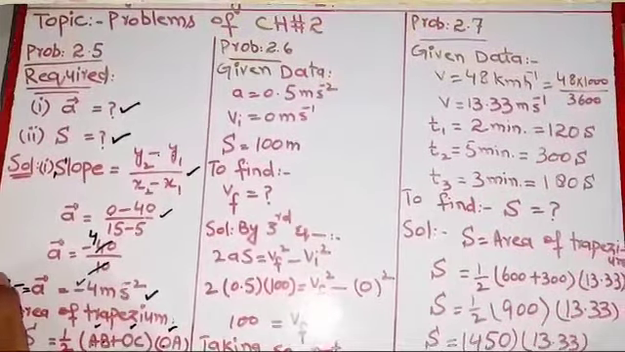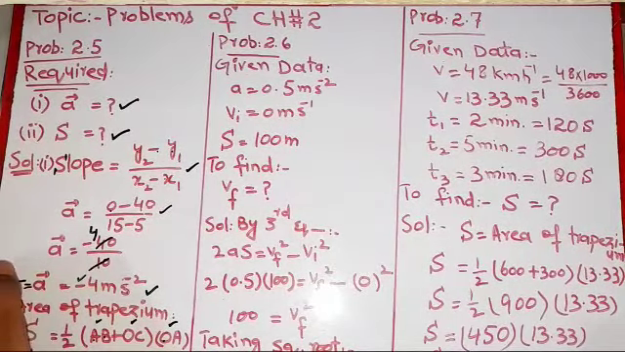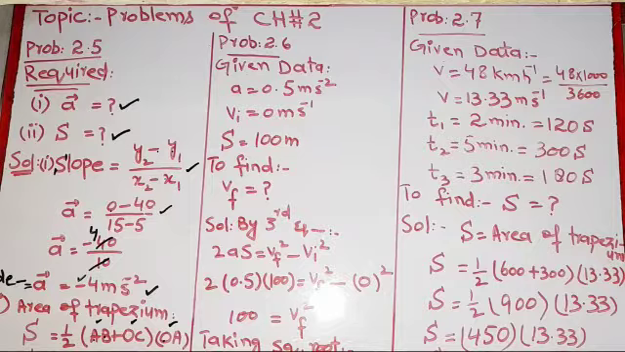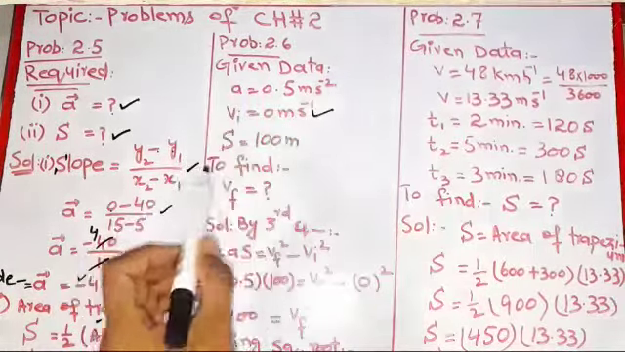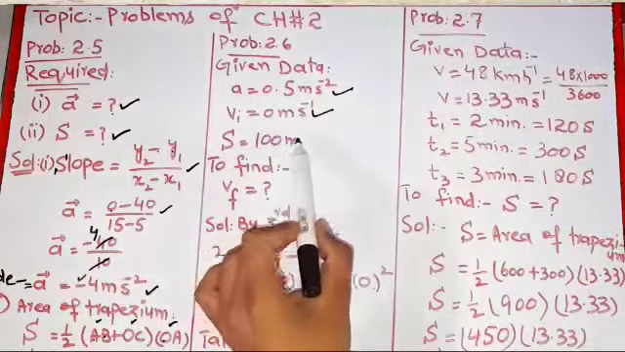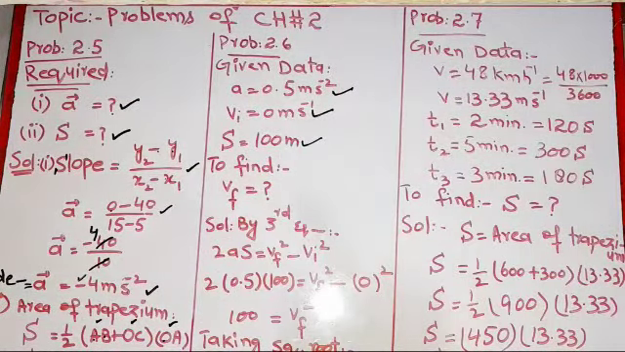Now move to numerical number 2.6. The statement of numerical number 2.6 is: a train starts from rest with an acceleration of 0.5 meter per second square. Find its speed in kilometer per hour when it has moved through 100 meters. As in the given statement the train moves from rest, the initial velocity of that object will be equal to 0. Acceleration is given as 0.5 meter per second square and the distance is 100 meters. We have to find the final velocity in kilometer per hour.